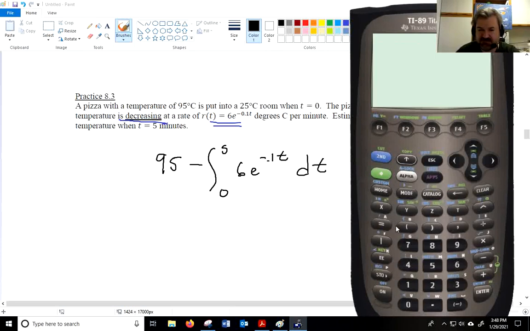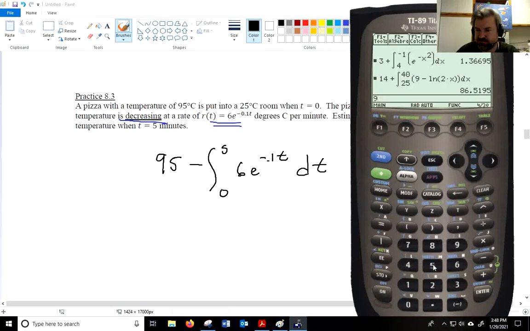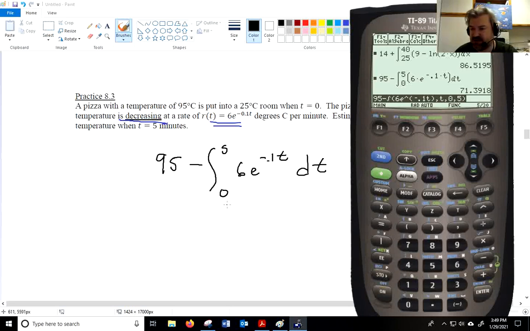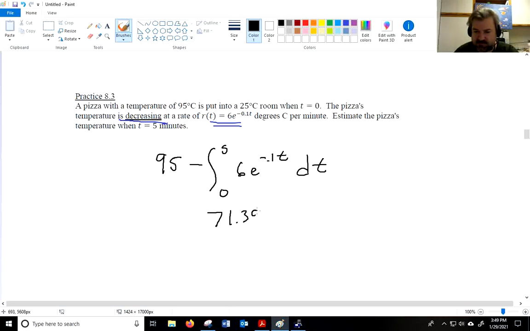So this would be 95 minus the integral from 0 to 5 of 6e to the negative 0.1t, comma, t, comma, 0, comma, 5. Diamond, enter. 71.392. Remember, always round to at least 3 decimals. You can go more, but don't go less. And if you have more steps to do in the problem, it's better to go more until then. And that's degrees Celsius.